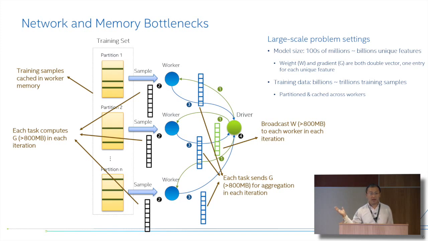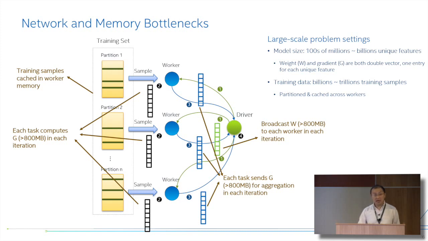So you need to broadcast it over the network to the workers, which is a huge network load. And then each task needs to compute a G. Again, G is a double vector with 100 million doubles, so it's again at least 800 megabytes, and it could be much larger. And then aggregation, again, the same thing. So there is a lot of pressure on the network: the driver needs to send the weight across the network, each task on the worker computes its local gradient, again an 800 megabyte object, sends it over the network, gets aggregated, and so on.